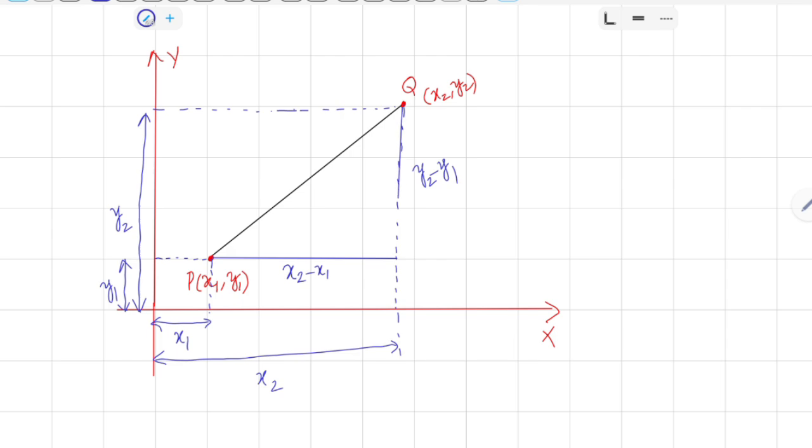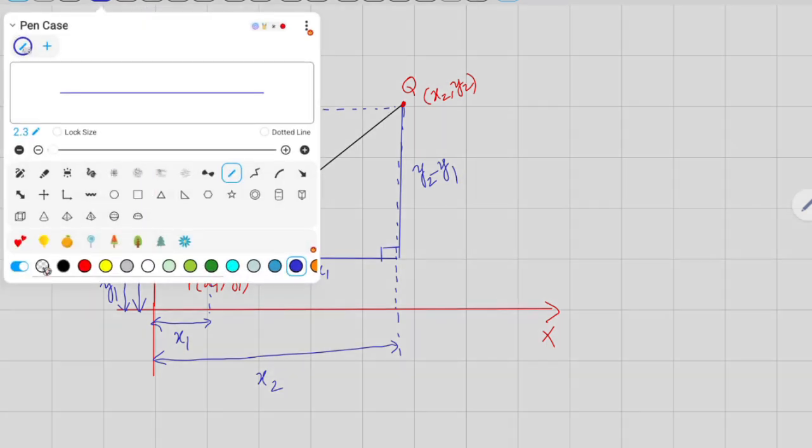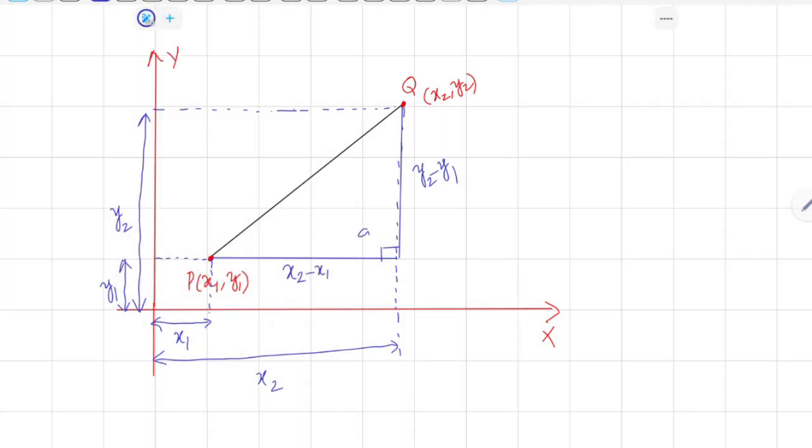Similarly, another perpendicular distance, let me draw it with the help of a straight line. So this distance, you can understand this as y2 minus y1. Now we got a right angle triangle, and this angle is equal to 90 degrees. Let me consider this point as O.